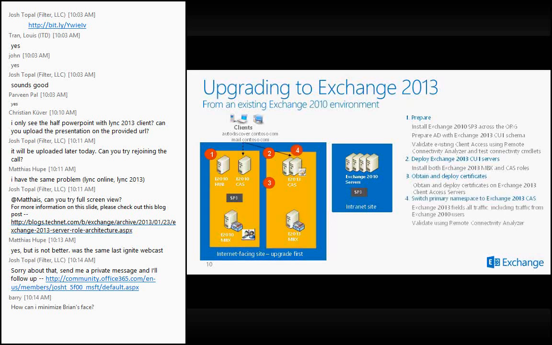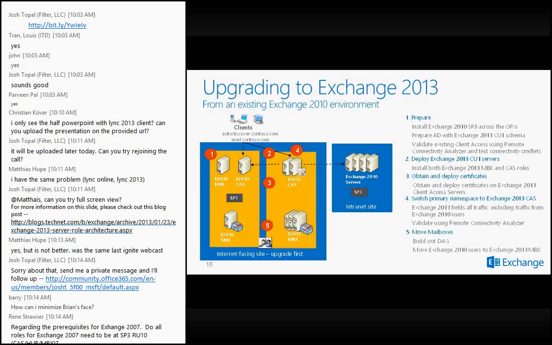All right. Primary namespace switch overnight. This is the night that everybody usually gets nervous, their hands get clammy. You have to make sure that everything's in place first. We switch over our DNS and make sure that all of our client traffic continues to flow as expected. We'll go through some tips and tricks on that. And at that point, you can start building out your mailbox servers and moving mailboxes over.